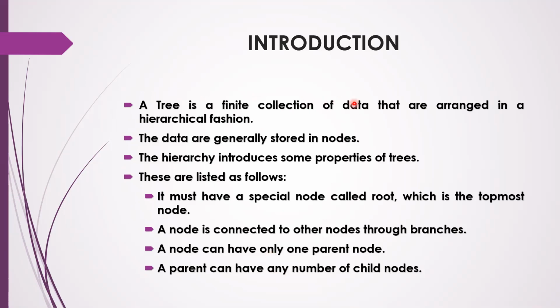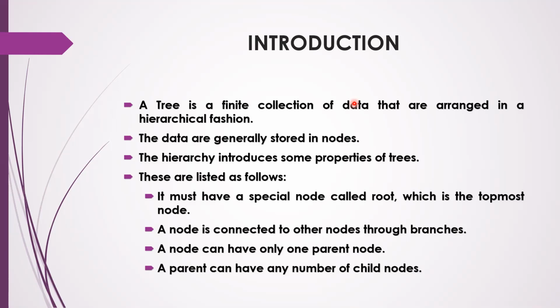So we know that a tree is like a hierarchical structure. So in data structure, a tree is a finite collection of data that are arranged in hierarchical fashion. And like linked list, for tree you have to store in nodes. And the hierarchy introduce some properties of tree. So tree has certain specific properties. They have been listed here.